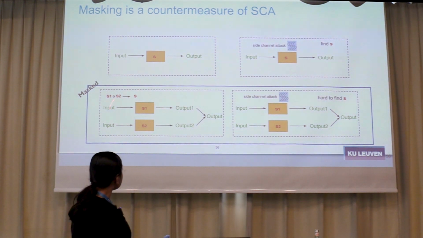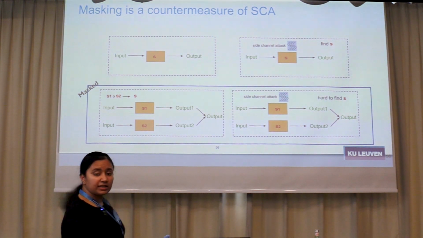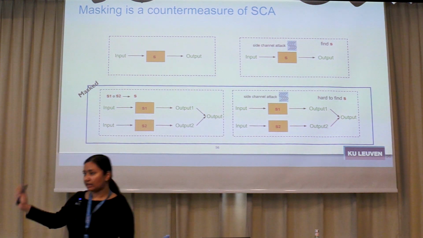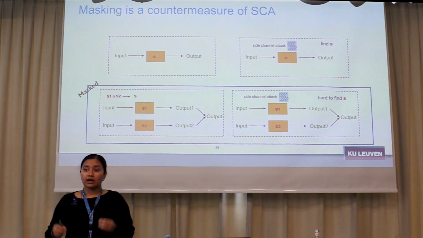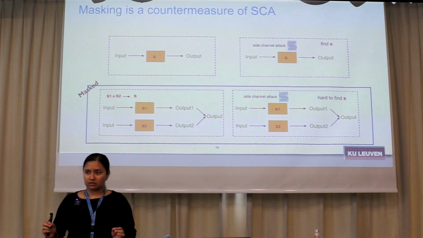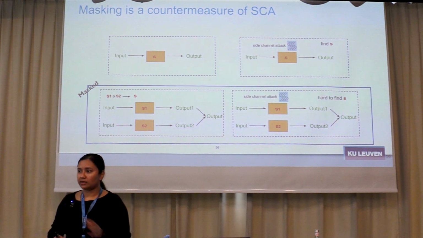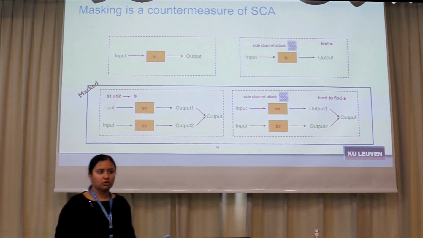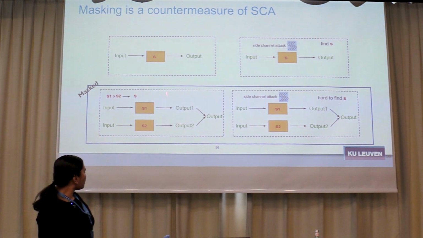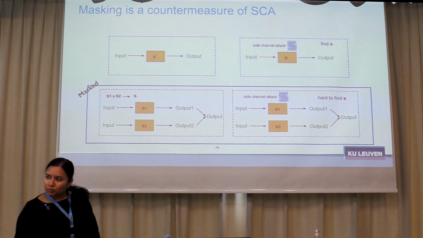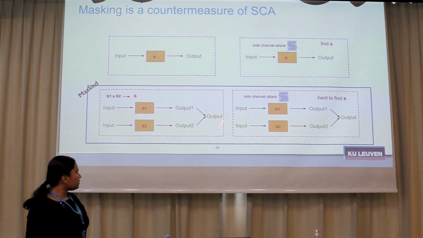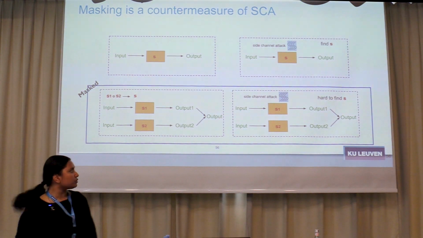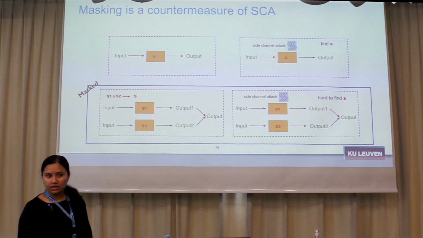Let's say S1 and S2 are two shares of the secret S, and S1 and S2 are independent of each other. You can get only the S if you merge them, and you don't merge them during the computation. So it remains safe. And you will get two outputs. Sometimes you can merge those outputs because the output is a public thing. But it should eventually give you the same output as the first one, okay?